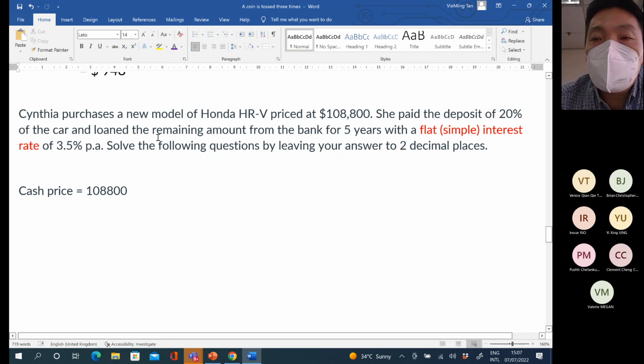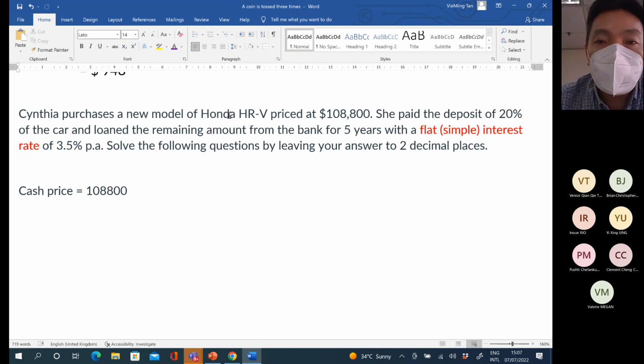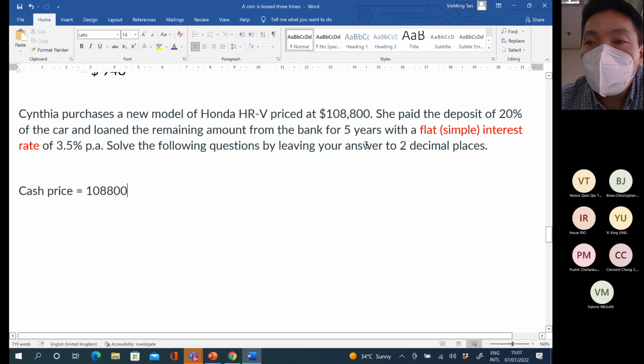But how to do so? That is, she tried to pay the deposit of 20% of the car to Honda first. Then the remaining, she will go to borrow from bank through loan. All right. And the loan will charge Cynthia for flat rate of 3.5%. So that means the loan is using the simple interest rate. Okay, so this question is using simple interest rate, and the duration of the loan is 5 years.